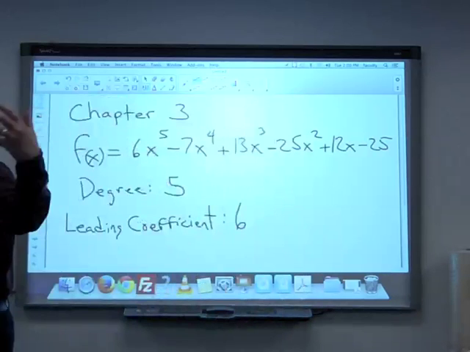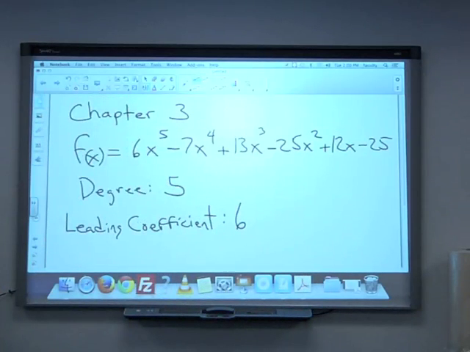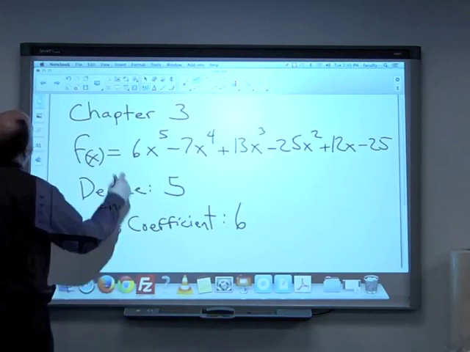So, given a polynomial, you ought to be able to tell me what degree it is and what that coefficient is. And again, not too hard. Look at it, find the biggest numbers, and there you go.